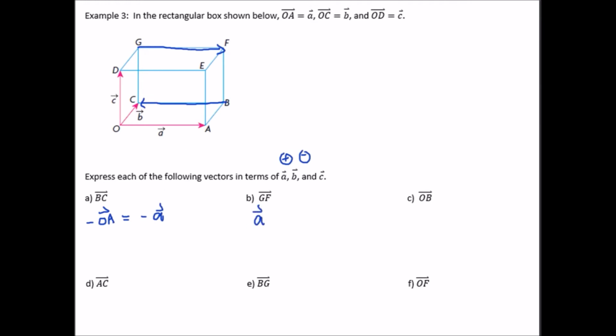That's an easy one. Okay, let's switch up the color. OB. So from O to B, how are we going to do this? We can go OA, which is just vector A, and then we can add OC, which is the equivalent to AB, so vector B. So OB is equivalent to vector A plus vector B.